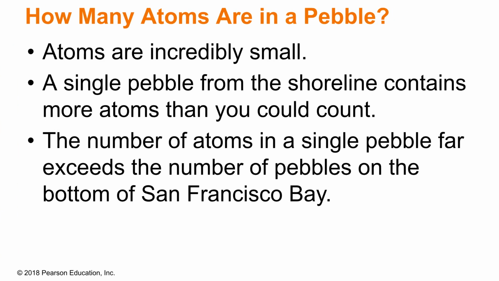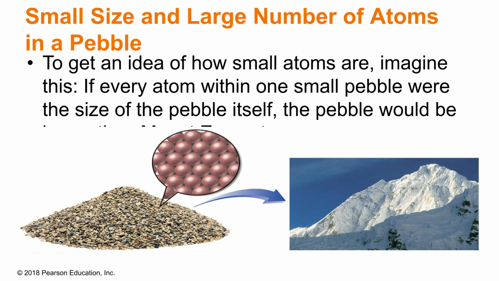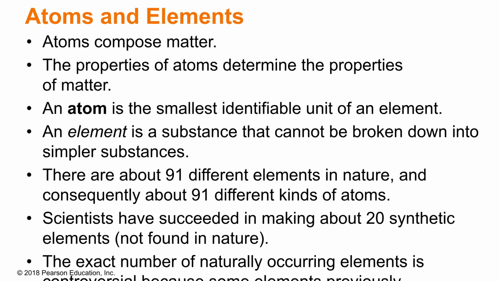Atoms are incredibly small. A single pebble from the shore contains more atoms than you could ever count, far exceeding the total number of pebbles in a bay. To visualize just how small atoms are, imagine if every atom in a single pebble were the size of that pebble. The resulting collection would be larger than Mount Everest. Atoms compose matter, and their properties dictate the nature of the substances we encounter. There are about 91 naturally occurring elements, and consequently, about 91 different kinds of atoms.